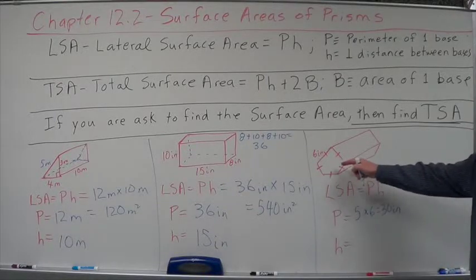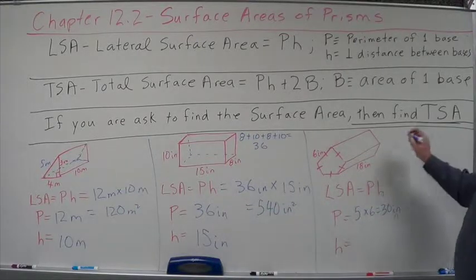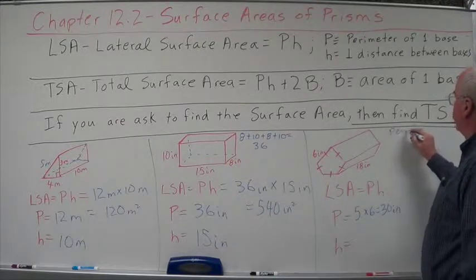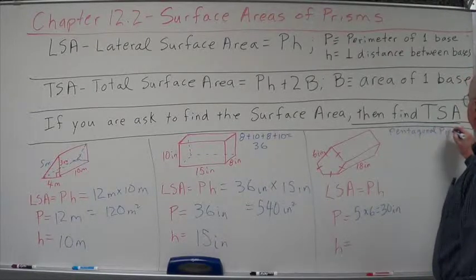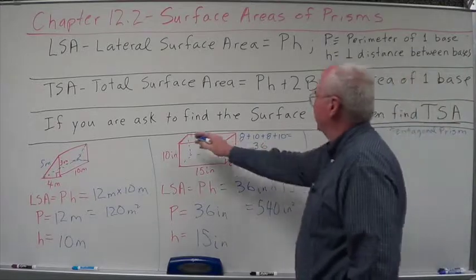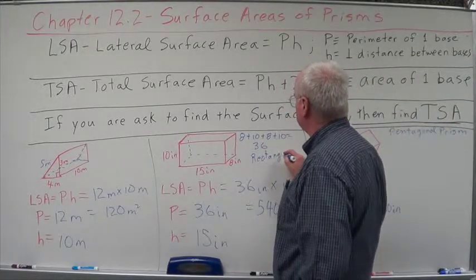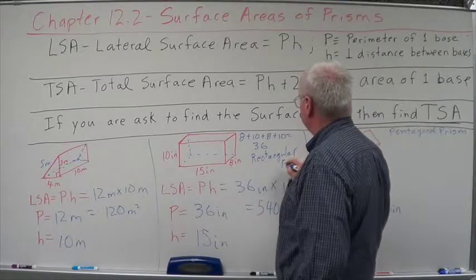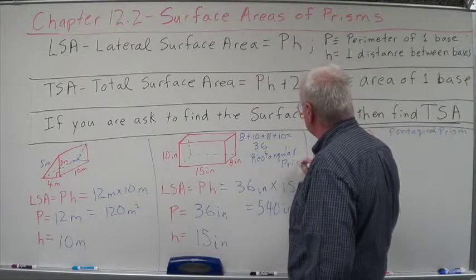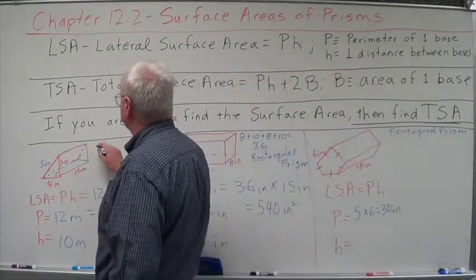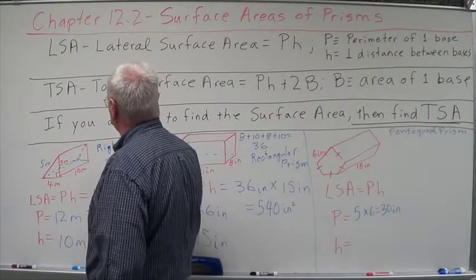Now, the height, again, I'm going to tell you, it's the distance between these two pentagons. This, by the way, is a pentagonal prism. This one is a rectangular prism. This one is a right triangle prism.